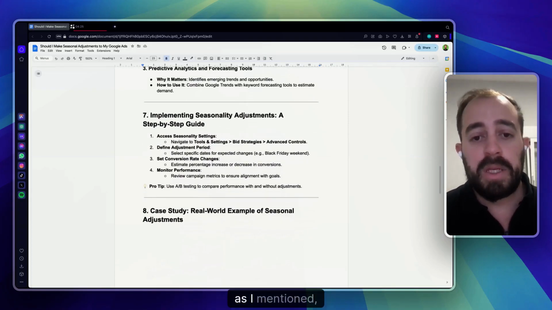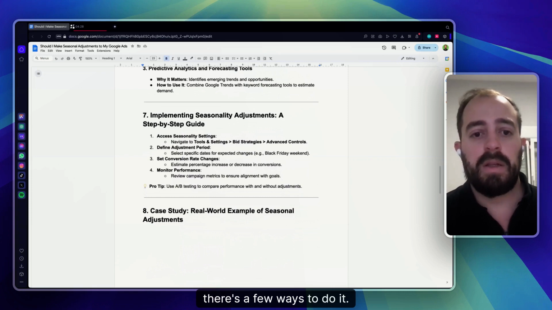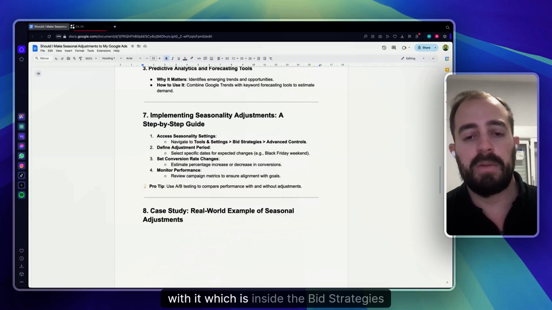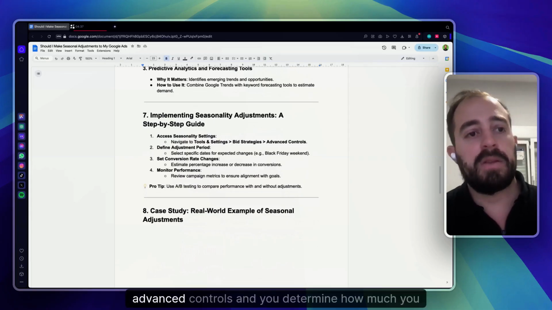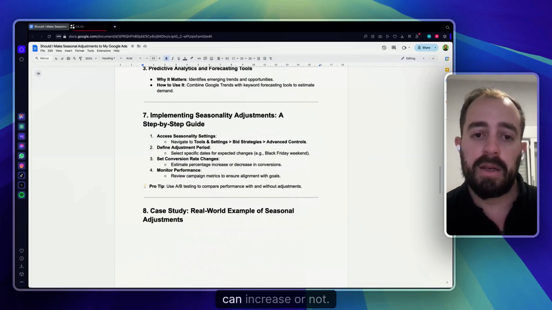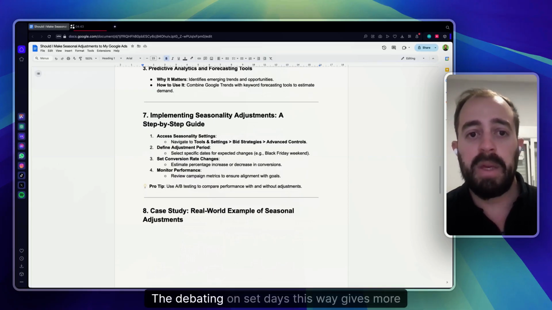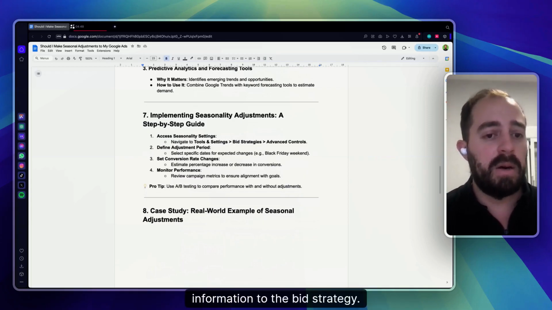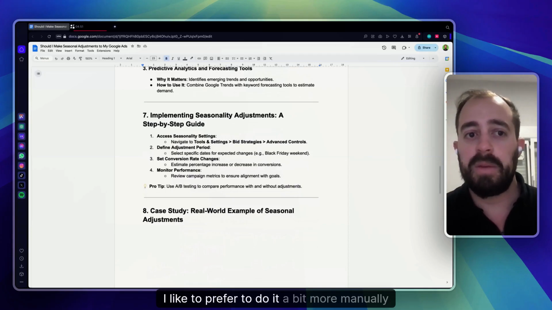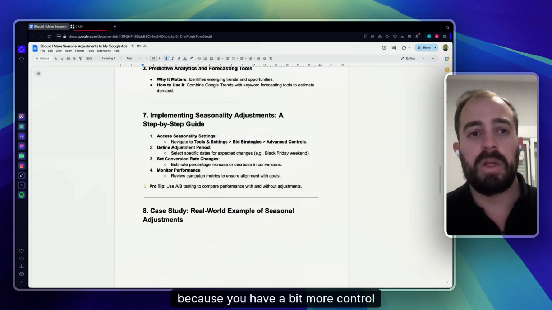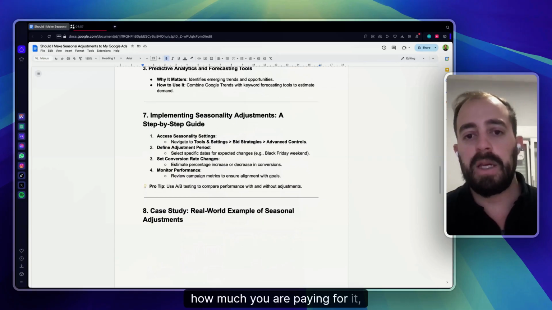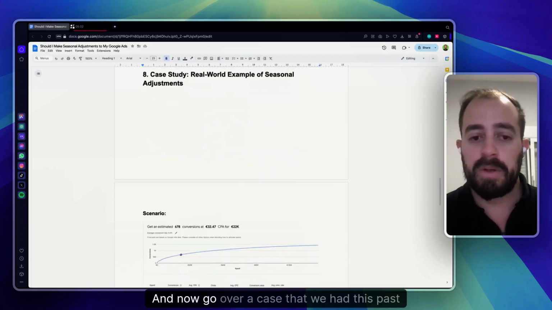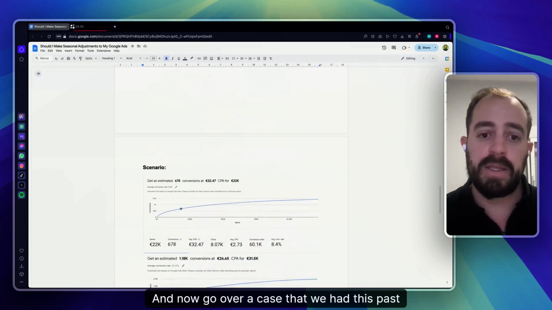As I mentioned, there are a few ways to do it. One way is to use the tool that Google Ads provides, which is inside the bid strategies, advanced controls, where you determine how much you can increase the bidding on set days. This way gives more information to the bid strategy. However, I prefer to do it a bit more manually because you have more control over the campaigns, how much you're paying for it, and how much you can scale the campaigns. And now let's go over a case that we had this past December.